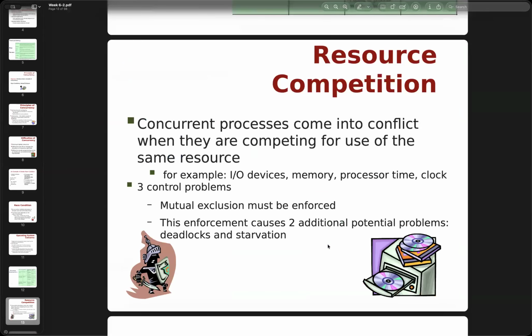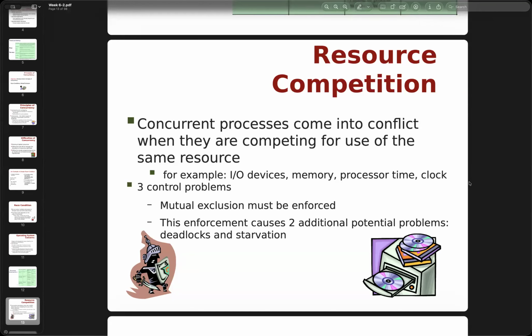And we talk about resource competition here. That means concurrent processes come into conflict when they are competing for use of the same resources. For example, I/O devices: both of them need to get keyboard input, or use the output, or maybe the scanner, whatever.